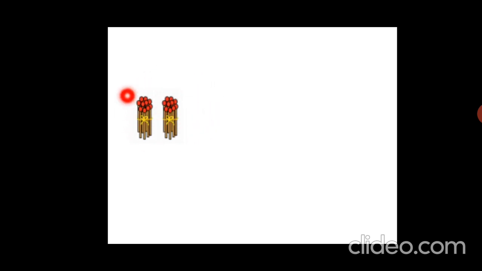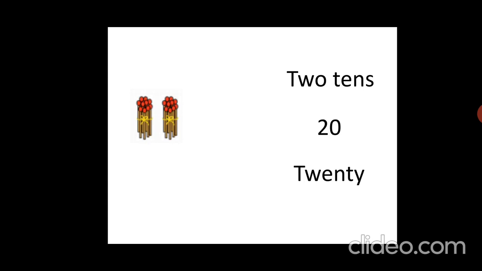Here we could see 2 bunches of matchsticks. In one bunch we have 10 matchsticks. In another bunch we have 10 matchsticks. Together we have 2 bunches. That is 20 matchsticks. 2 bunches means it is 2 tens. 2 tens means 20. What's the spelling of 20? T-W-E-N-T-Y, 20.